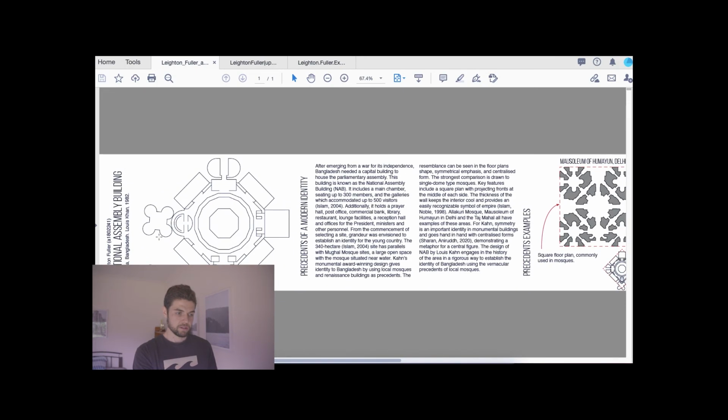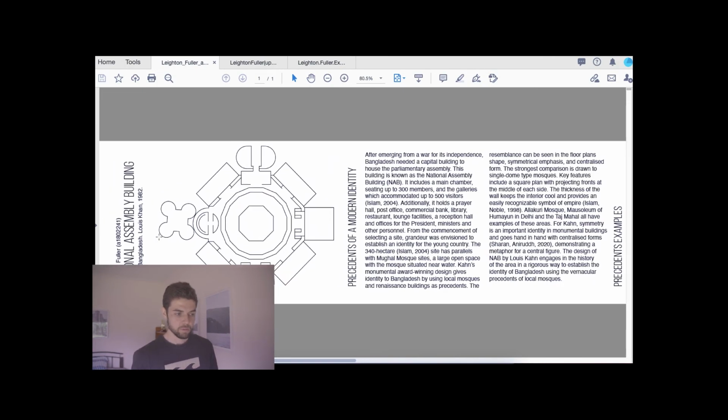The building I selected is the National Assembly Building by Louis Kahn. It's in Bangladesh. It's obviously the assembly building, and it's his masterpiece essentially. I think it was his last piece to be built. He died, I think, 9 years before it was completed. But yeah, it's a huge monolithic building.